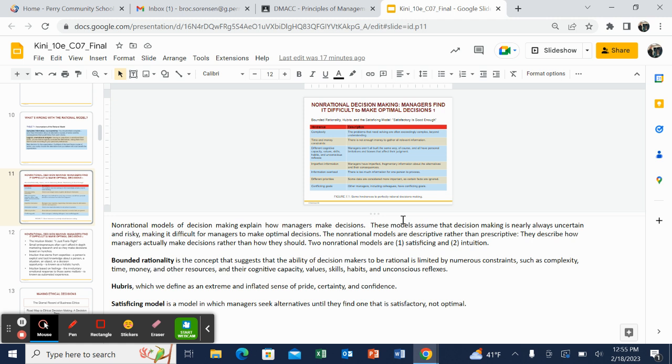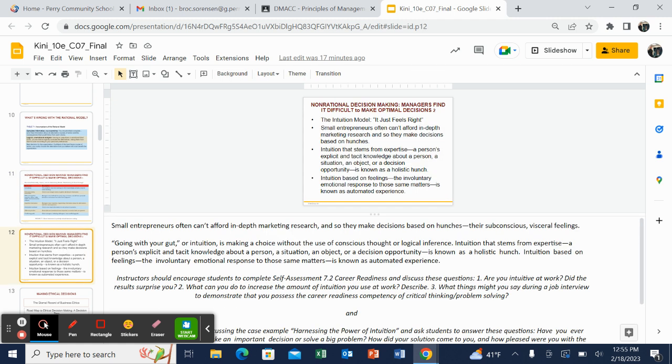That is the satisficing model, where we're just looking for the most satisfactory position. All right, and then we have the intuition model. It just feels right. It's also known as going with your gut. So that's the intuition: making the choice without conscious thought or logical inference.